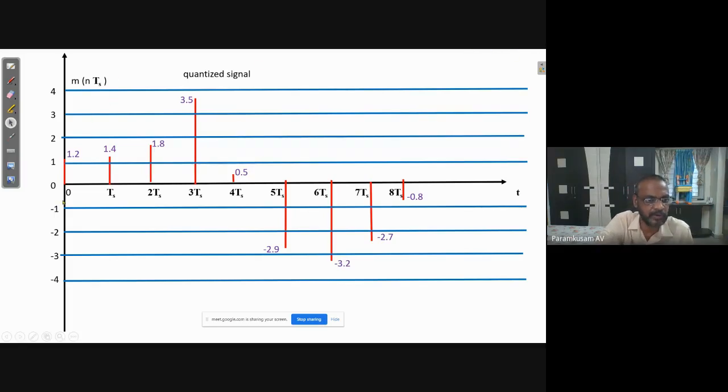For example, at the first sample at t is equal to 0, what is the value of sample? 1.2. This 1.2 lies in which range? Can anybody answer me? In which range? That 1.2 lies in which range? Which interval? చెప్పాలి. మీరు చార్ట్ చేసి చూడలేదు, ఈ స్క్రీన్ అంతా నేను చూస్తున్నాను. ఏ ఇంటర్వెల్ లో ఉన్నది? That 1.2 volts is in which interval?